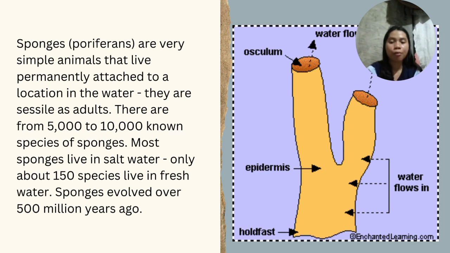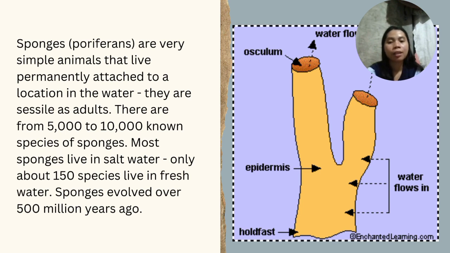There are from 5,000 to 10,000 known species of sponges. Most sponges live in salt water. Only about 150 species live in fresh water. Sponges evolved over 500 million years ago. As you can see in the picture, this is called the osculum, a large opening in a sponge through which water flows out of the sponge.